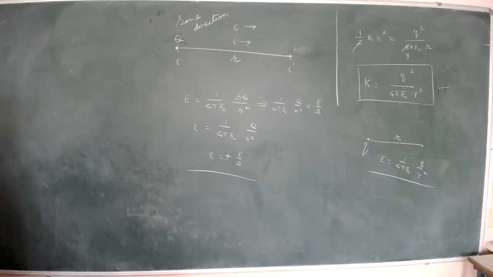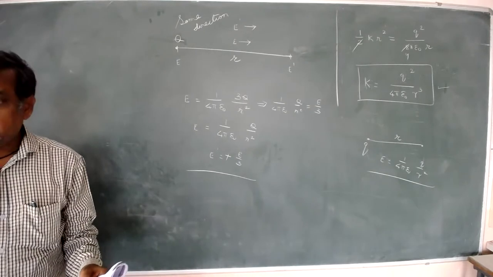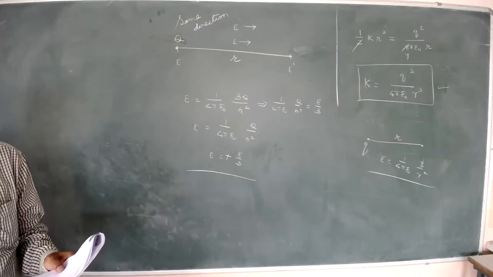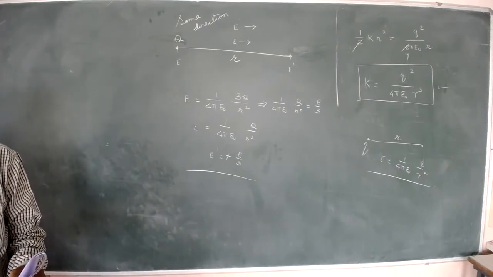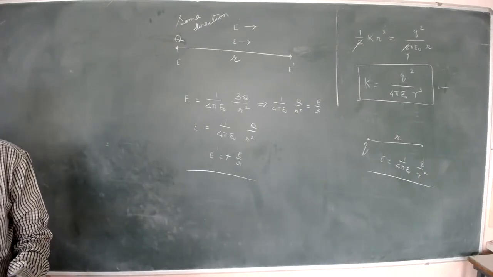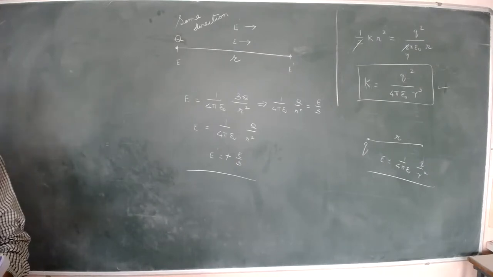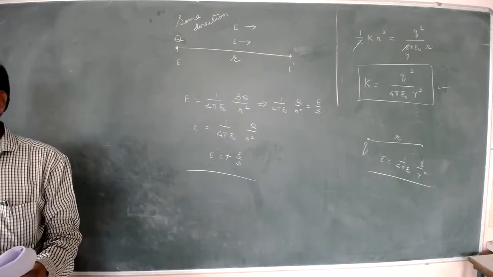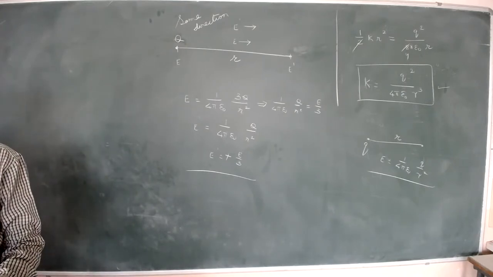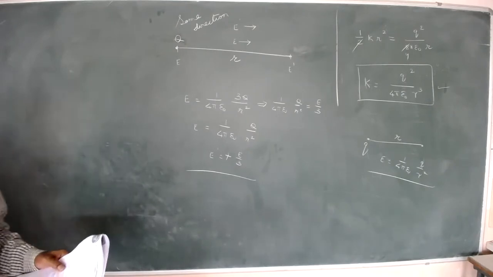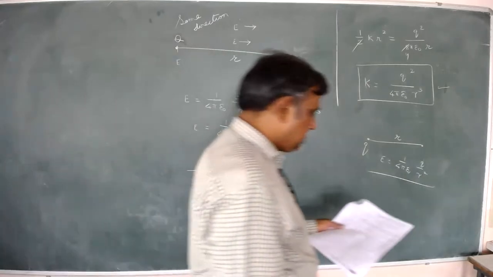Shall we take up the next problem? The problem is the electric field at (30, 30) centimeter due to a charge of minus 8 microcoulomb at the origin, in Newton per coulomb. So there is a charge which is minus 8 microcoulomb. So where is this minus 8 microcoulomb?